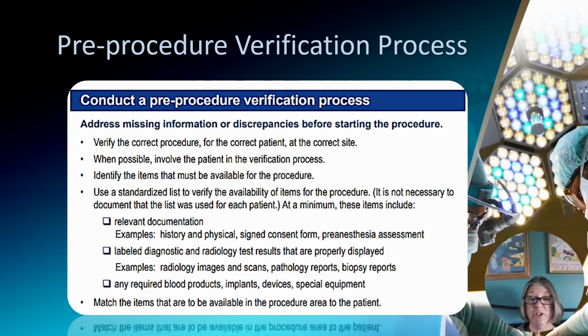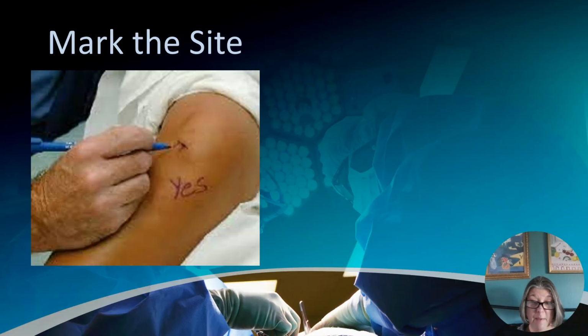Pre-procedure verification process. This just talks about going over everything with your patient beforehand, making sure that the verification band has the patient's correct name, correct date of birth, all their information. We do history and physical, we get the consent forms, all of the things, okay? It is at this time that we would address any discrepancies. Okay, so anything that maybe the birthday is off, right? Who knows?